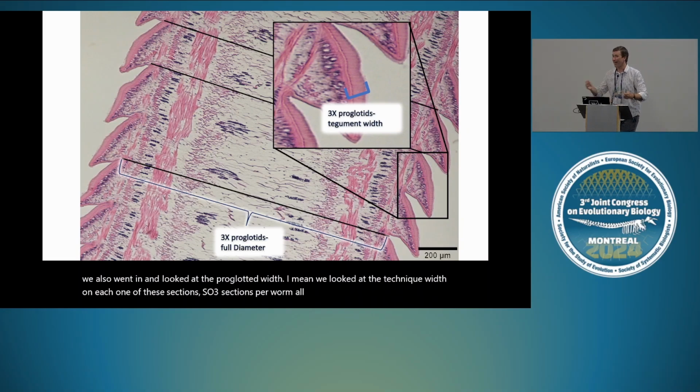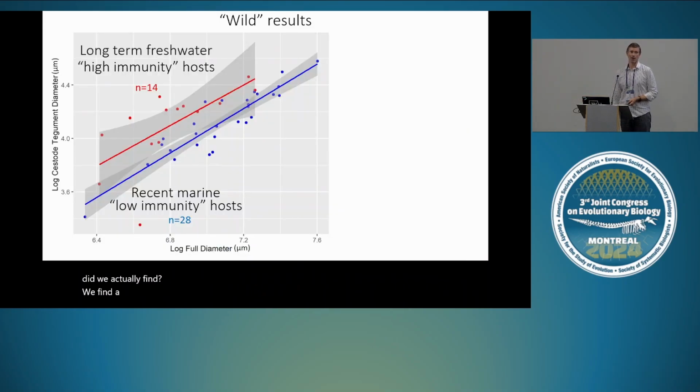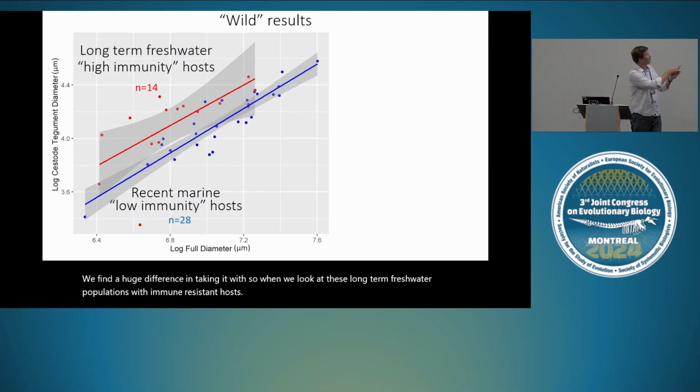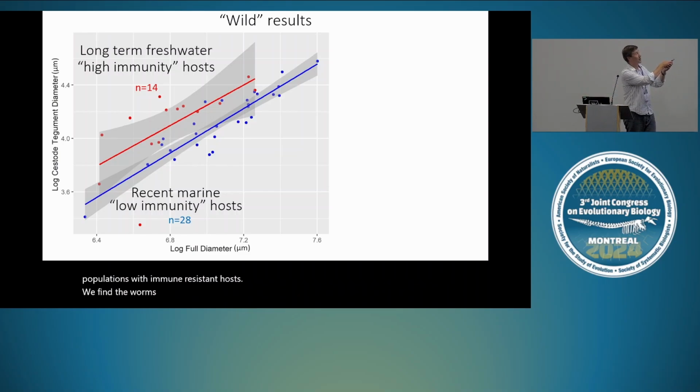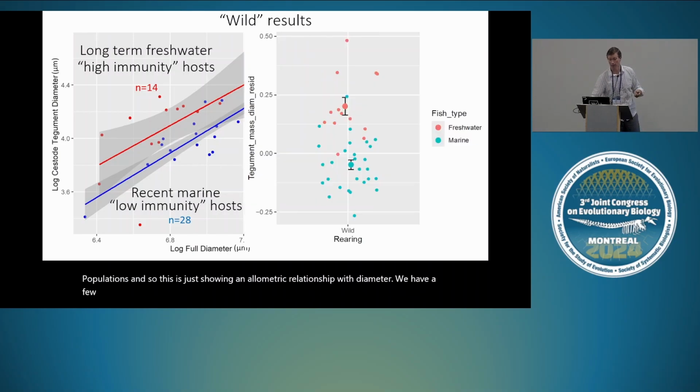All right, so all of that lead up, like what did we actually find? We find a huge difference in tegument width. So when we look at these long-term freshwater populations with resistant hosts, we find that the worms have much larger teguments than the ones that are coming out of the recently colonized populations. And so this is just showing an allometric relationship with diameter. We have a few other covariates that we can throw in and make it a little bit cleaner, but basically this explains 80% of the variation in tegument width when we fit our models.